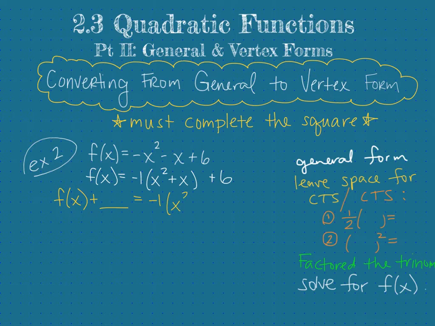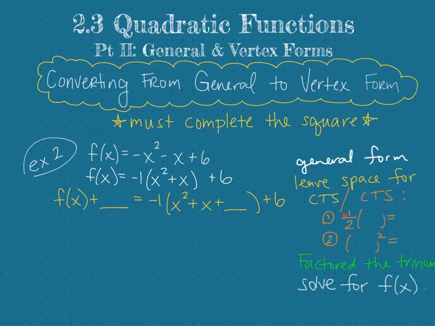And I'm adding on after this x, so I'm going to leave space there. And then we still have that plus 6 out at the end. All right, so now we have to figure out what am I adding here? How do I complete the square?